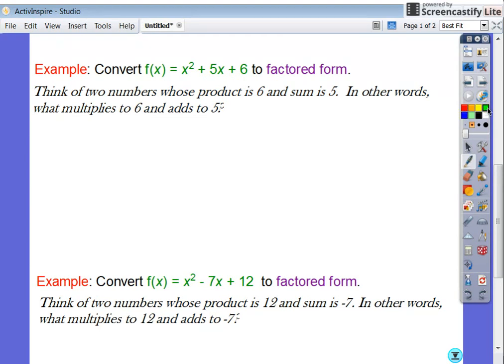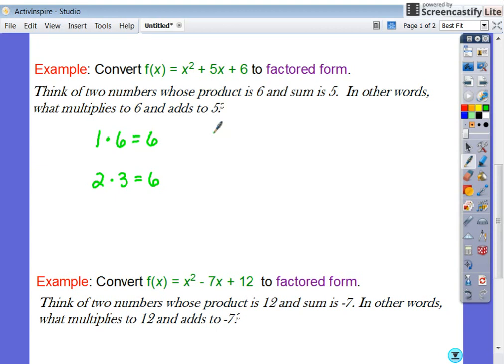All right, so I'm taking a look at converting f of x equals x squared plus 5x plus 6 to factored form. So what I'm doing is I'm thinking of two numbers whose product is 6 and sum is 5. In other words, I'm thinking of numbers that multiply to 6 and add to 5. So thinking of numbers that multiply to equal 6, I know 1 times 6 is equal to 6. I also know that 2 times 3 is equal to 6.